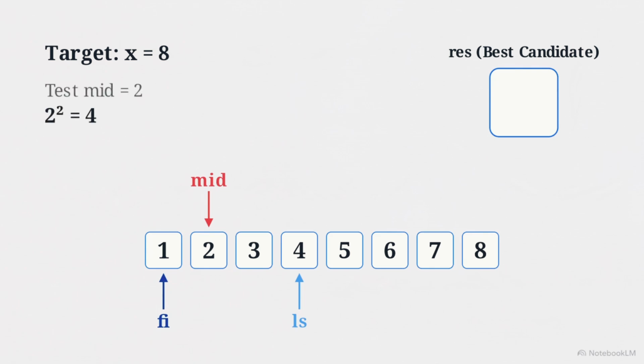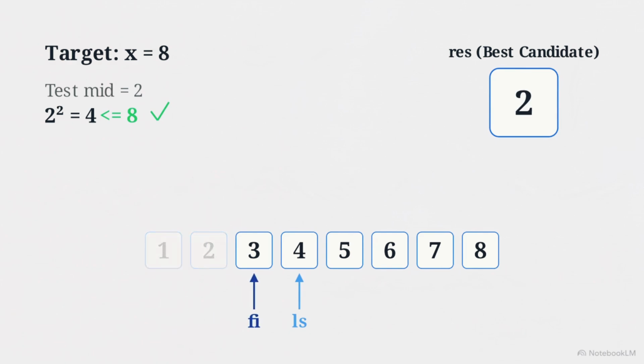Whenever the middle pointer lands on a number whose square is less than or equal to x, that number is a valid candidate. We store it in the res box to keep it safe before we continue searching to the right for an even larger valid number.